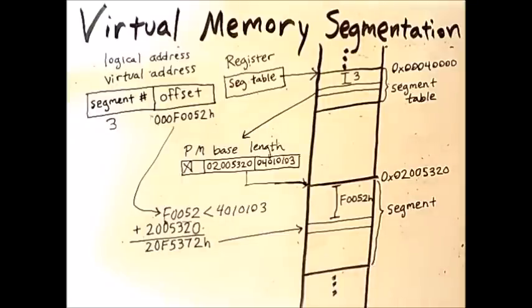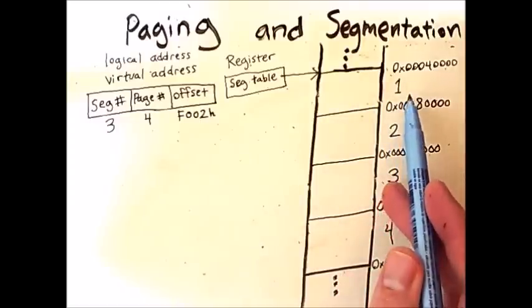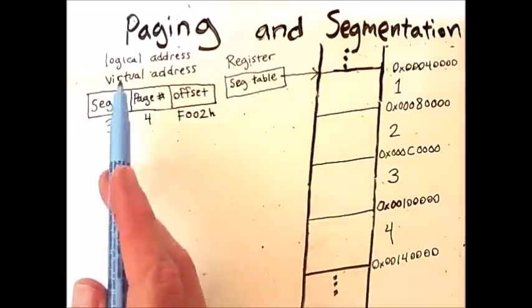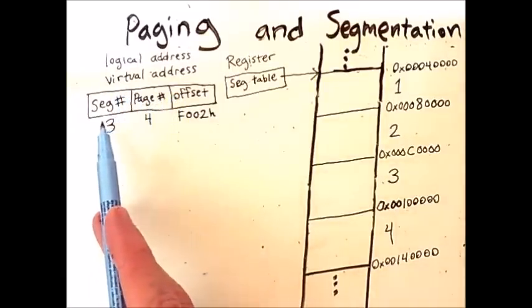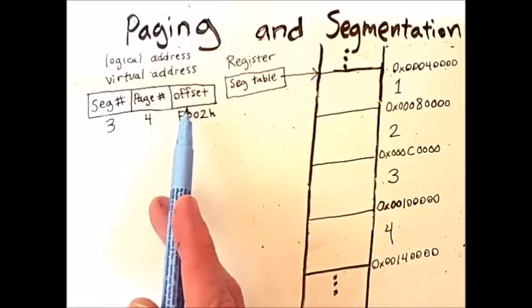The next thing we'll see is how a segmentation system like this can be combined with paging in virtual memory. When paging is combined with segmentation, memory is divided into memory frames, labeled here, and segments can take up multiple frames or pages. Therefore, the logical or virtual address will consist of a segment number, a page number, and then an offset within the page frame.